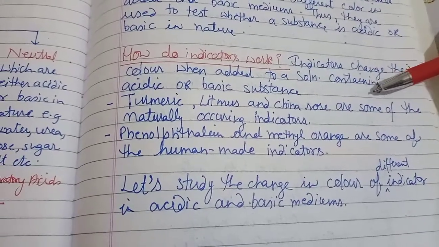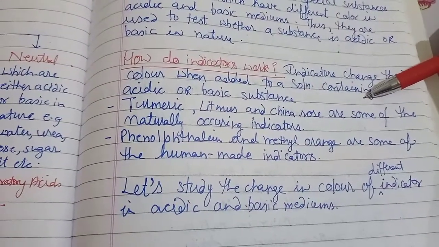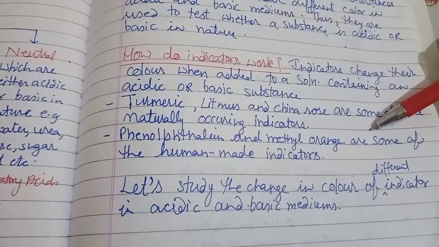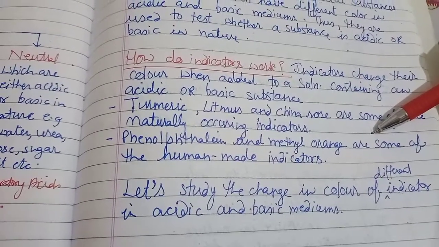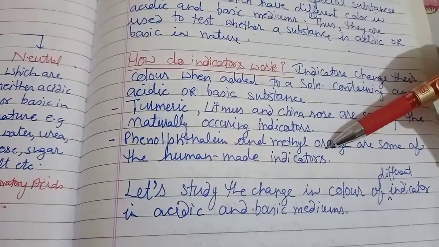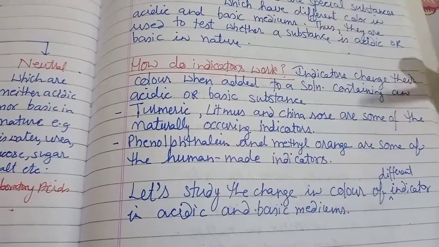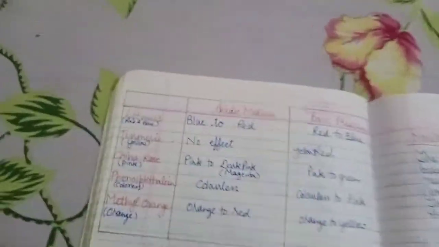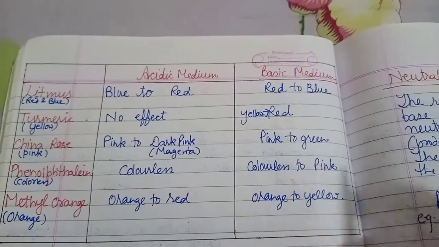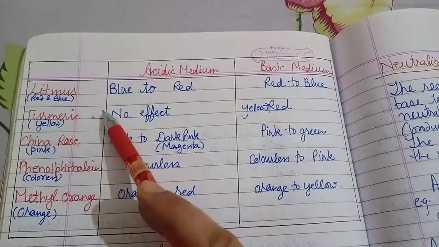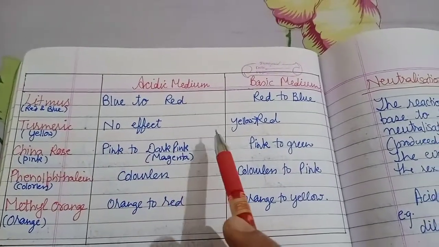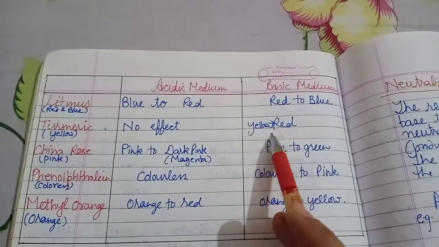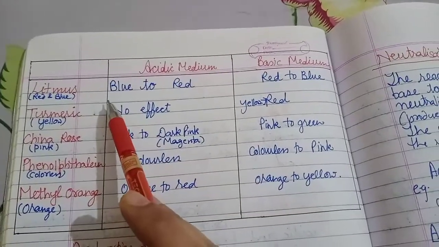Turmeric, litmus and China rose are some of the naturally occurring indicators. On the other hand, phenolphthalein and methyl orange are some of the human-made indicators. Now let's study the change in color of different indicators in acidic and basic medium. These are the indicators and their change in acidic and basic medium. So first of all, litmus.